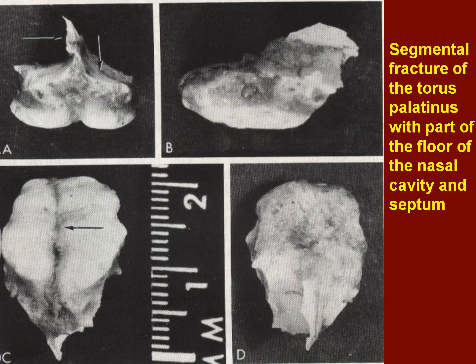And here's an example of a fractured tuberosity, a fracture of the palate during torus palatinus removal. Here is the nasal septum, of course, and here's part of the palate, and here's the removed piece, up to 2 centimeters in length.